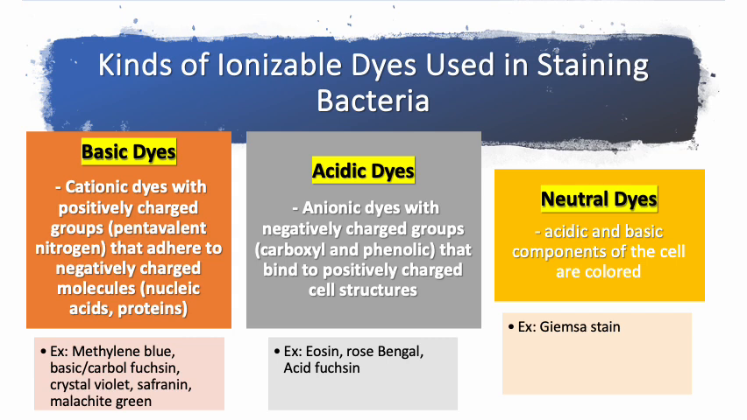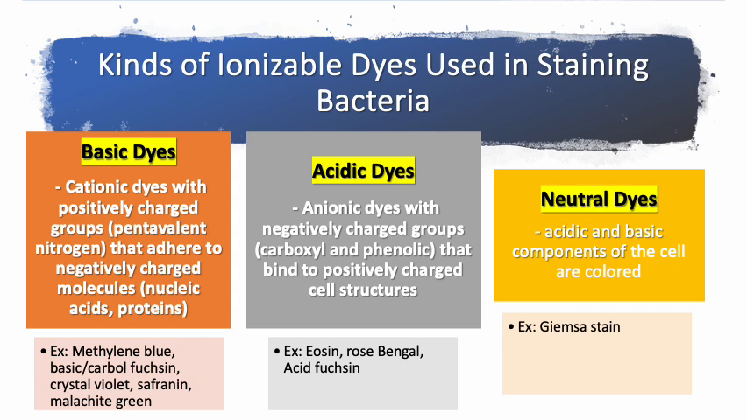Okay. Now this slide shows you the different kinds of ionizable dyes used in staining bacteria. And these are the following. These are your basic dyes, acidic dyes, and neutral dyes. Now, your basic dyes are cationic dyes with positively charged groups, which are pentavalent nitrogen, which adhere to negatively charged molecules such as nucleic acids and proteins present in the bacteria. Now, examples of basic dyes are your methylene blue, your basic carbolfuchsin, your crystal violet, your safranin, and your malachite green.